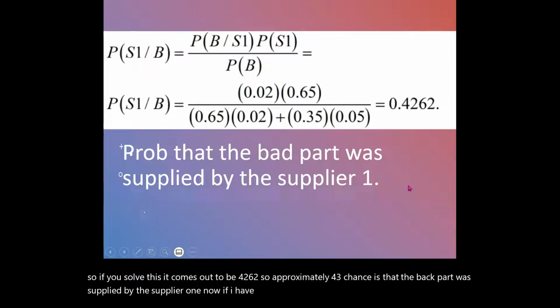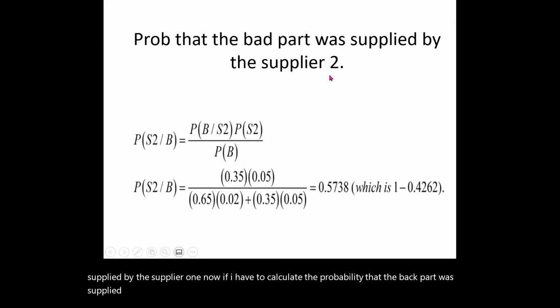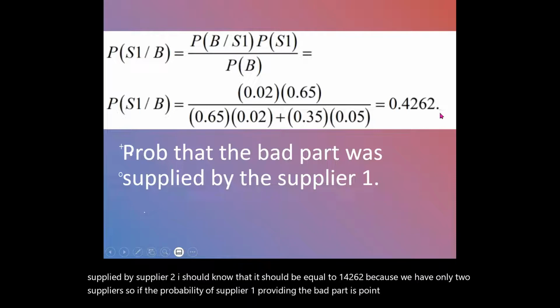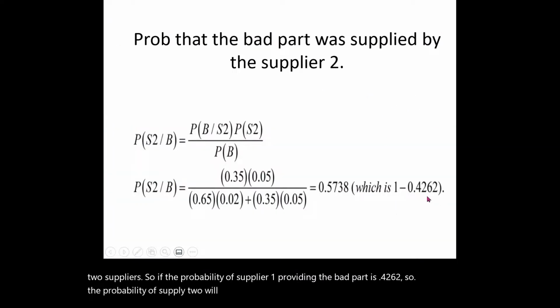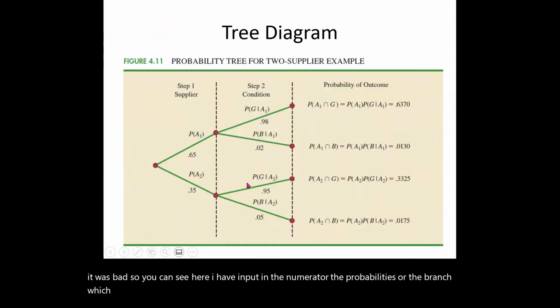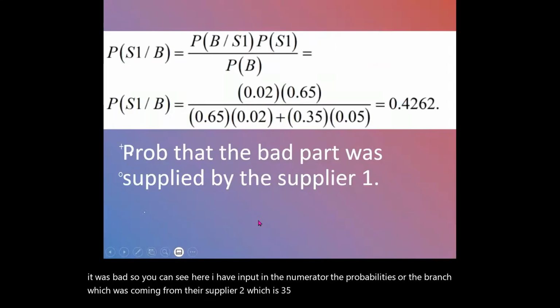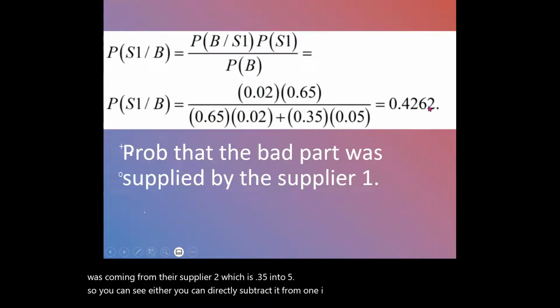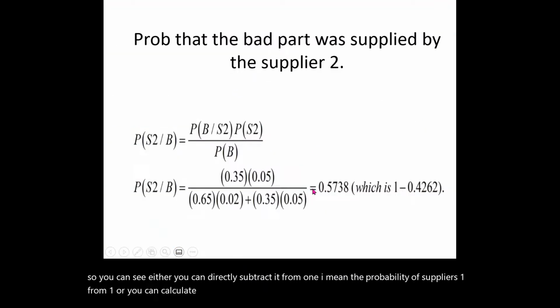Now if I have to calculate the probability that the bad part was supplied by supplier 2, I should know that it is equal to 1 minus 0.4262, because we have only two suppliers. So if the probability of supplier 1 providing the bad part is 0.4262, the probability of supplier 2 will be 1 minus 0.4262, and you can easily calculate it using Bayes' theorem once again. Here, if we have to calculate probability of supplier 2 given that it was bad, you can see I have put in the numerator the branch coming from supplier 2, which is 0.35 into 0.05. So either you can directly subtract the probability of supplier 1 from 1, or you can calculate using Bayes' theorem.